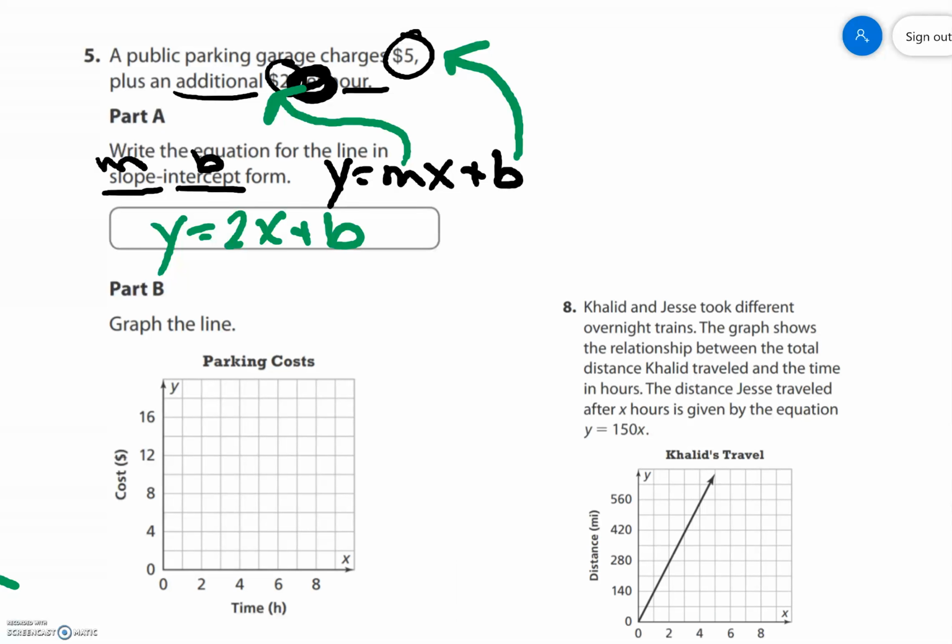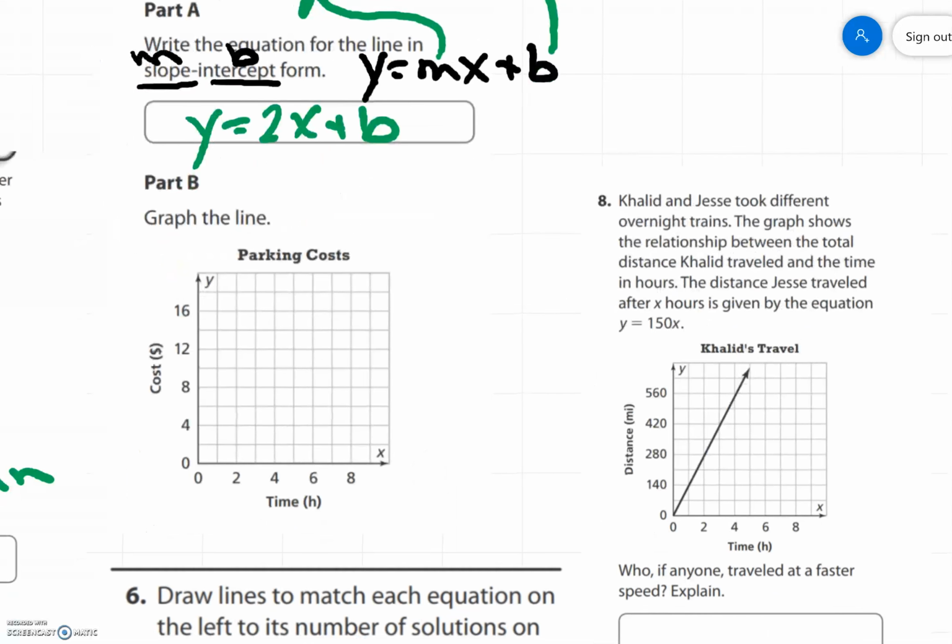Now they want us to graph the line. Again, being super careful how much each box counts by. This is by 2's: 10, 12, 14, 16, 18. Oops, I made a mistake. I hope someone caught that. Y equals 2x plus 5.